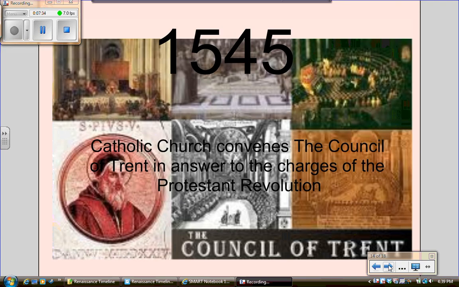In 1545, the Catholic Church convenes the Council of Trent, which is an effort to answer the charges of the Protestant Revolution. The Catholic Church realizes it has to tighten its strings, it has to get control of its people again, and it needs to fix some of the corrupt practices, such as the sale of indulgences, that had been occurring. And so they meet in Trent to deal with these issues.